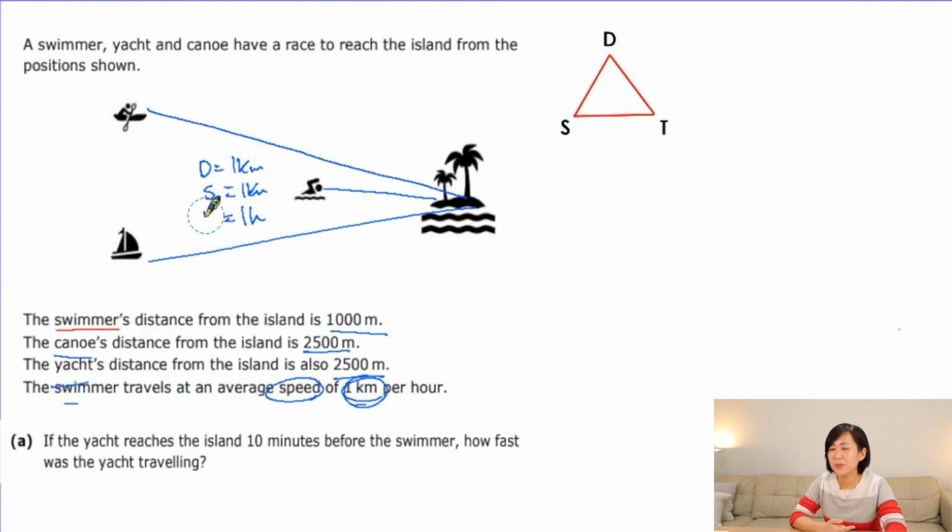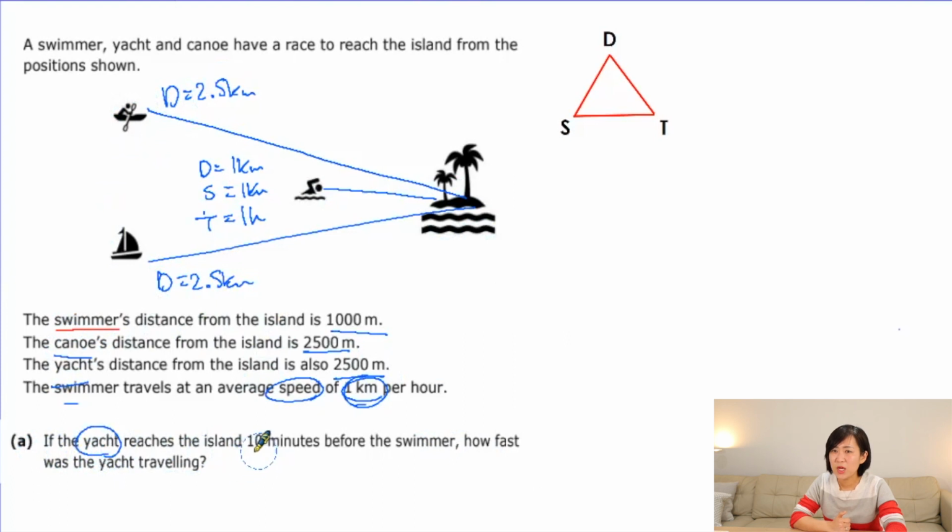So organize your information. Then what else do we know? We know that the canoe distance is 2.5 kilometers, and then the yacht is 2.5 kilometers. This is what we've got. So organize your information. Then let's see our question.